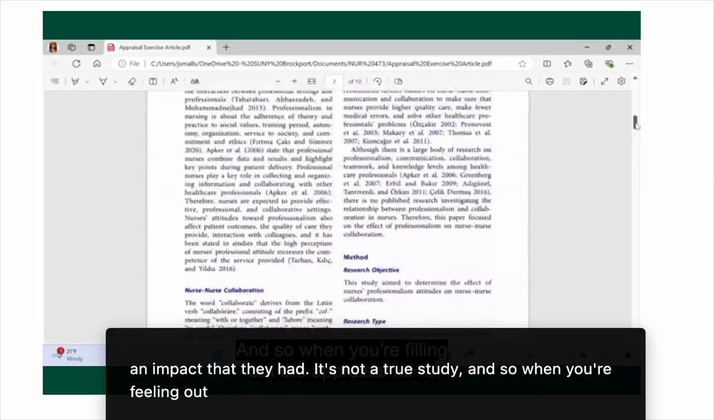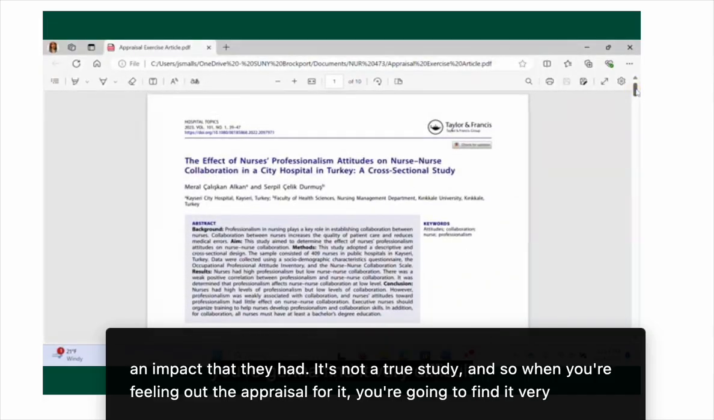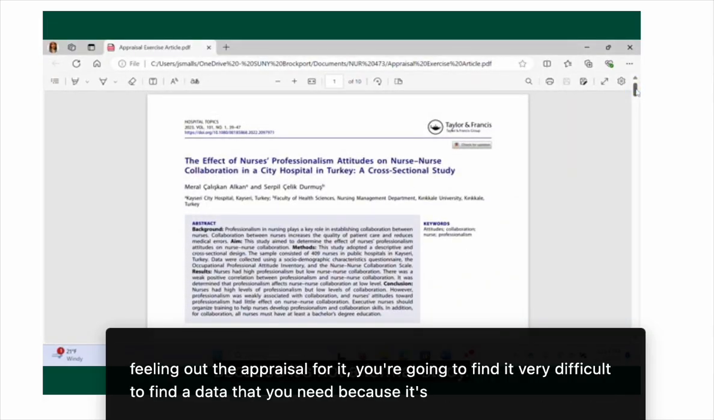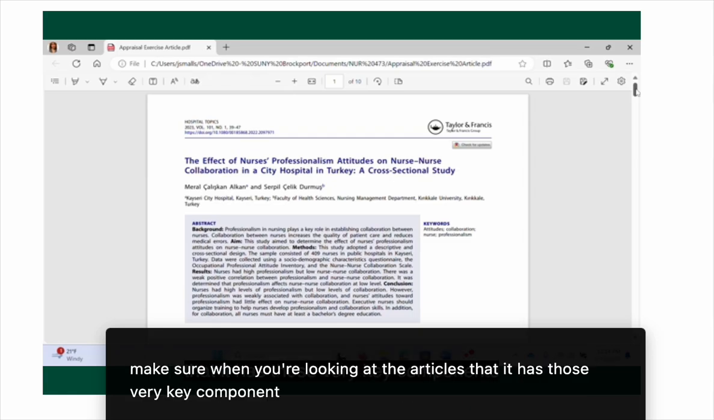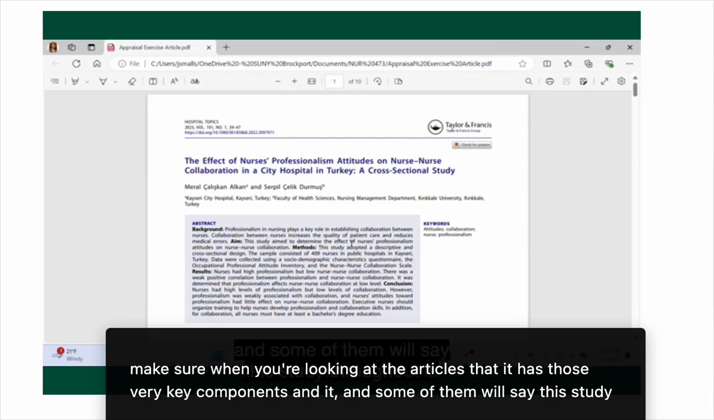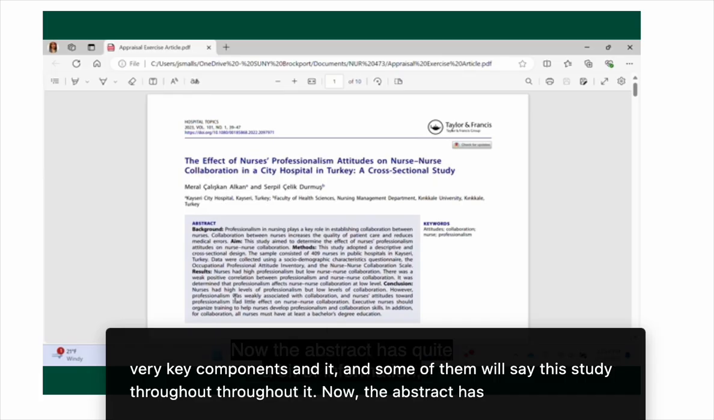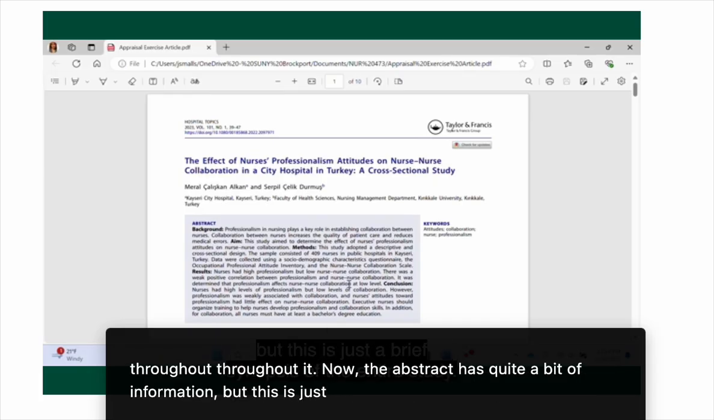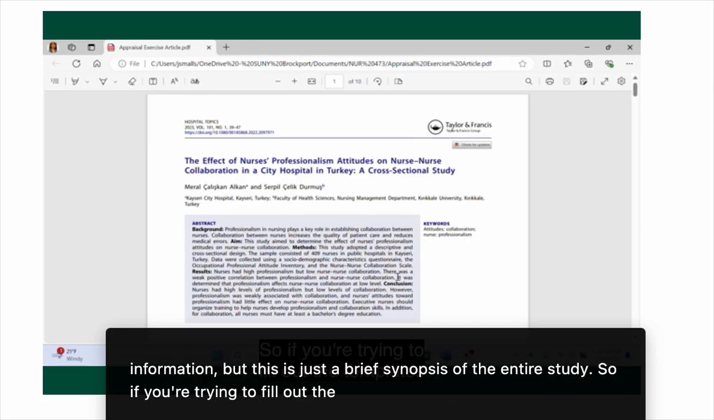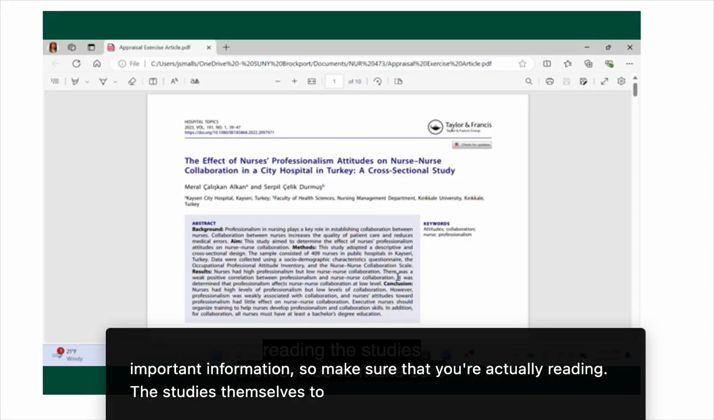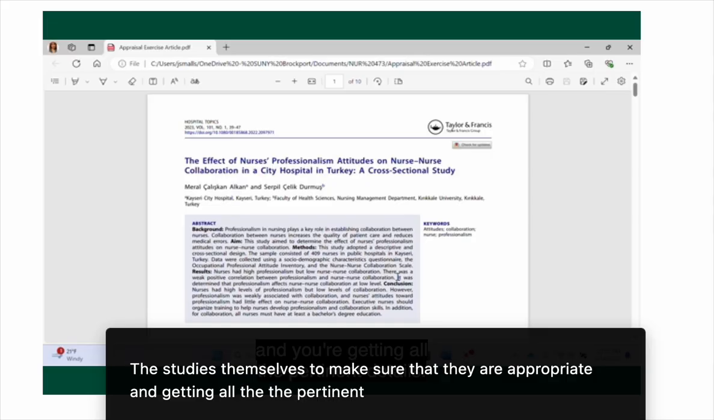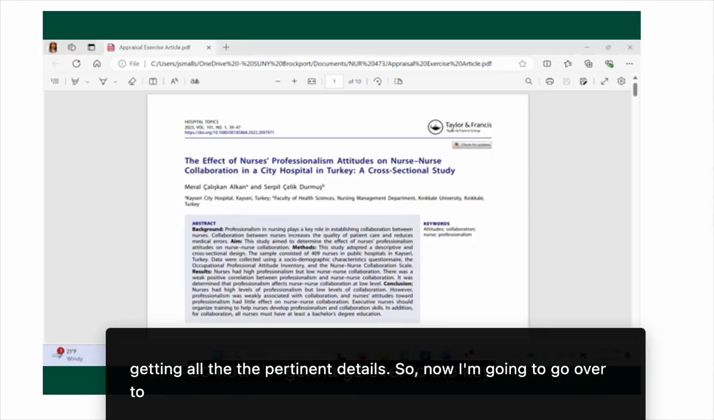And so when you're filling out an appraisal for it, you're going to find it very difficult to find the data that you need because it's not a formal study. So make sure when you're looking at the articles that it has those very key components. And some of them will say this study throughout. Now the abstract has quite a bit of information, but this is just a brief synopsis of the entire study. So if you're trying to fill out the templates just using the data from the abstract, you're going to be short a lot of important information. So make sure that you're actually reading the studies themselves to make sure that they are appropriate and you're getting all the pertinent details.